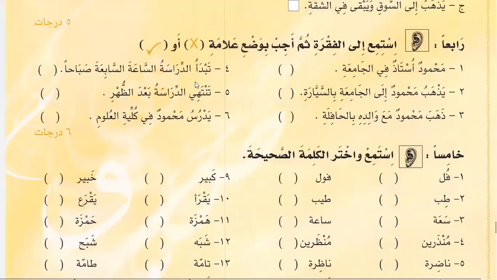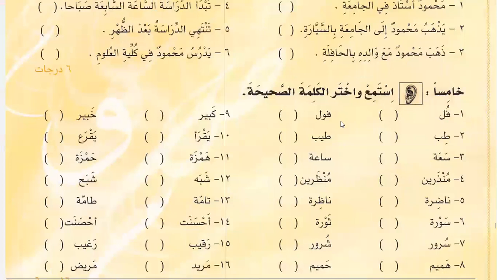Istamil al-Fikr, listen to the paragraph, then answer by putting tick or cross. Listen, then choose the right word. Full or fool, you will choose from them. Then write what you hear. So you will also find this in Google Classroom, inshallah.